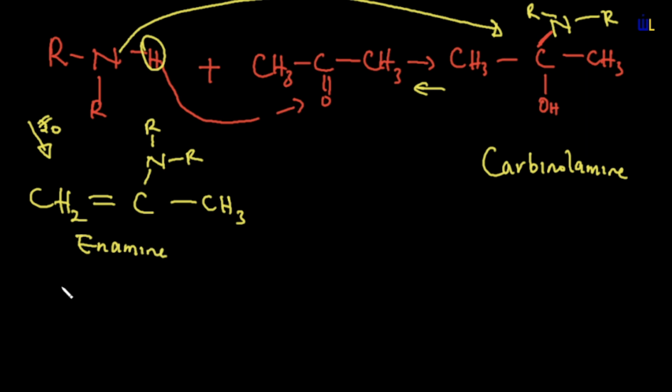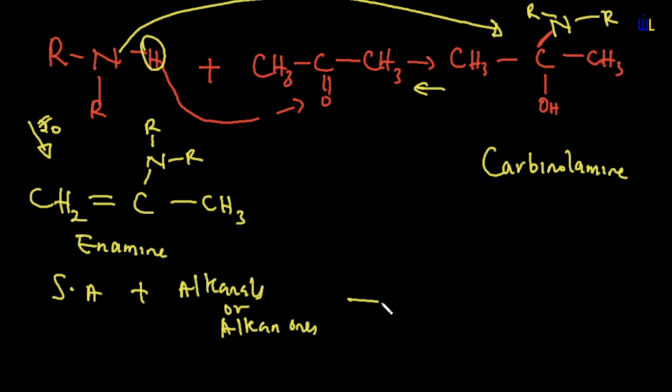So you have that secondary amines, when they react with alkanals or alkanones, would lead to the production eventually of an enamine. So when an amine group is attached to a particular alkene, alkene is the double bond, automatically you refer to this as an enamine.